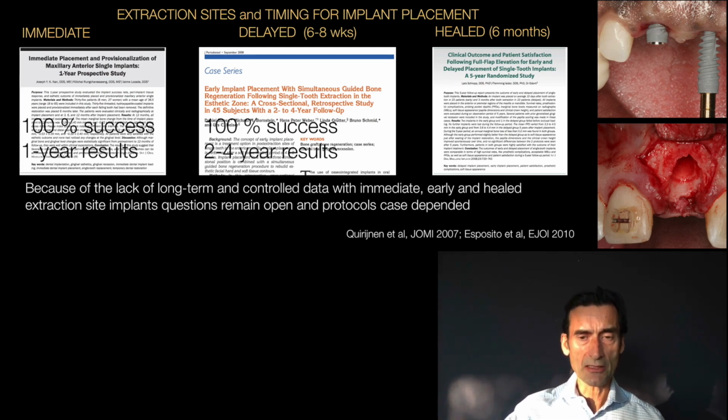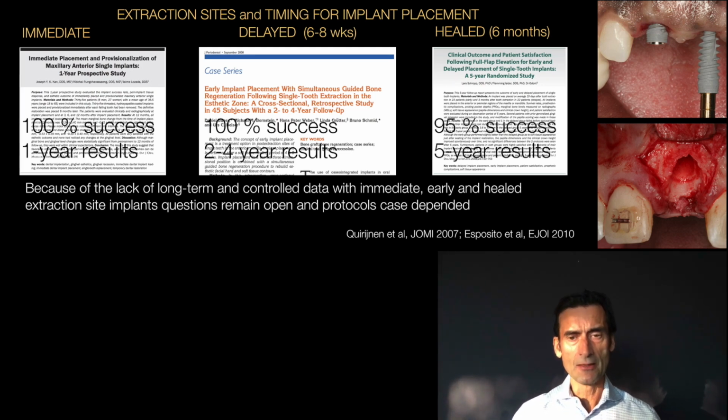And then when we go to the healed site, so 4 to 6 months later, they drop a little bit in this clinical documentation, but it's statistically not really significant. So it's also very high. It's a bit longer follow-up, 5 years. So the conclusion here is that implants in relationship to timing of the extraction site can safely be placed at an immediate extraction socket, at a delayed extraction socket, or at a healed extraction socket.